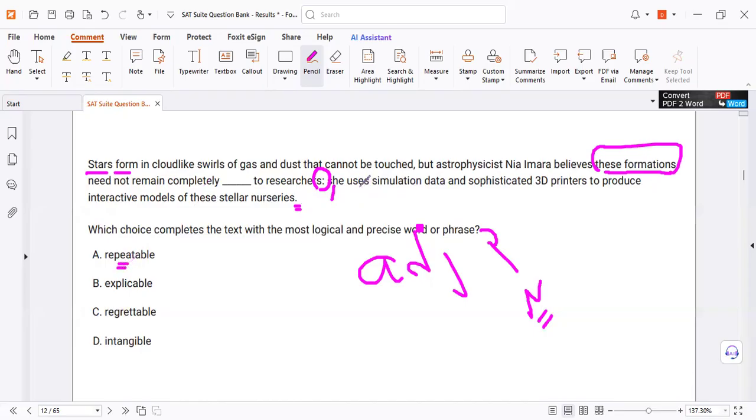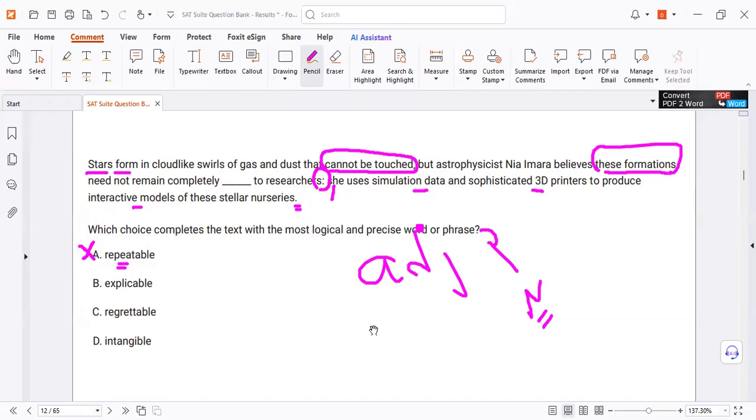Here, he said she uses simulation data and sophisticated 3D printers to produce interactive models of this stellar formation. That means we cannot touch it. So we cannot find these stars or touch them. That just means we're not talking about repeating. If something is repeated, we did it before. Can you imagine? So A is wrong.